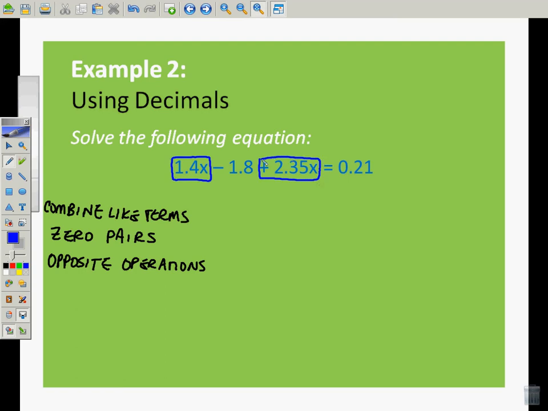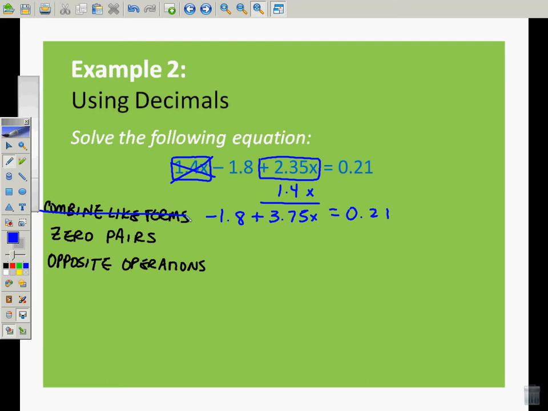So far, I have 1.4x and 2.35x. Well, if I combine those two, I can take this and I can put it under here. So I've got 1.4x. And so when I add those, I've got 3.75x. So this goes away. So I've got negative 1.8 plus 3.75x is equal to 0.21. Now, I combined like terms. So now the only things I have left on the left side of the equation are this negative 1.8 and this plus 3.75x, and that's equal to 0.21.